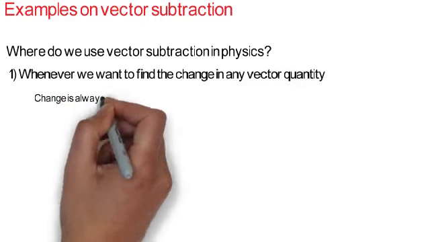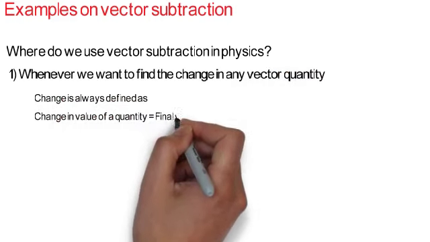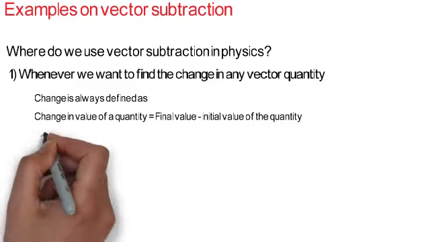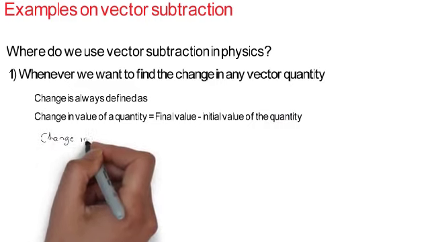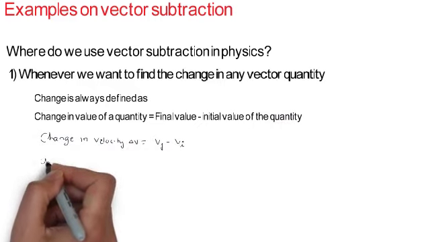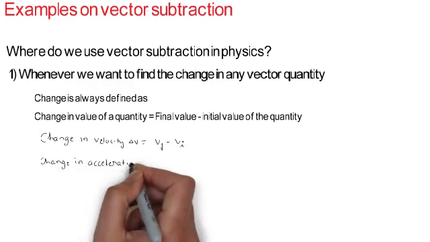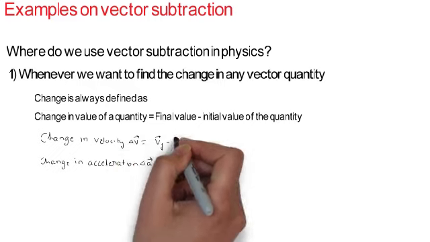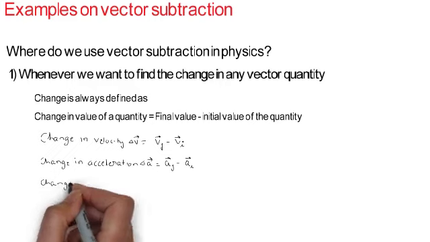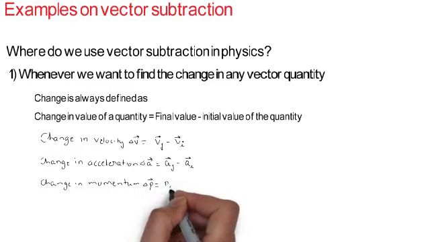Change is always defined as change in value of a quantity is equal to final value minus the initial value of the quantity. For example, change in velocity delta v vector will be equal to vf vector minus vi vector, where vf is the final value of the velocity and vi is the initial value of the velocity. Change in acceleration delta a vector will be equal to af vector minus ai vector. Change in momentum delta p vector will be equal to pf vector minus pi vector.